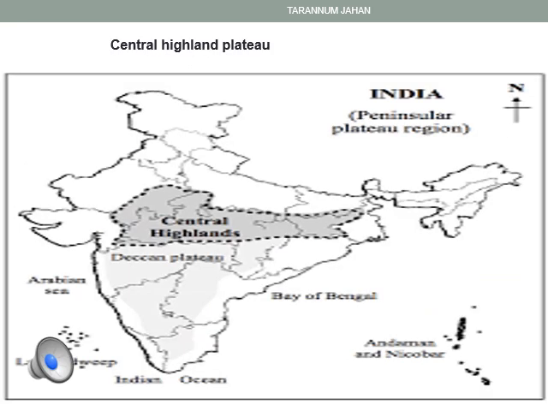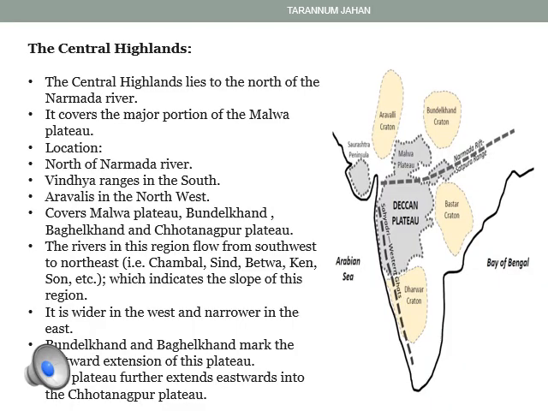Now just have a close look towards the map and see where the Central Highlands are and where the Deccan Plateau is. With this political map, you will understand the Central Highlands covering how many states and the Deccan Plateaus. Just see the light shaded area. These are the Deccan Plateaus. Now see the Central Highlands. The Central Highland lies to the north of the Narmada River.